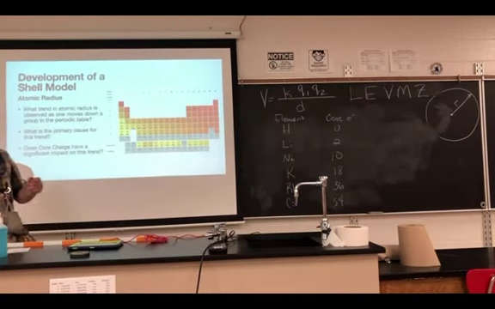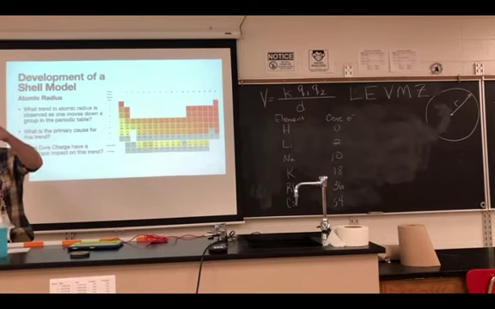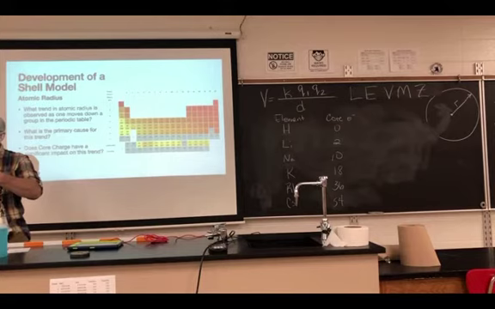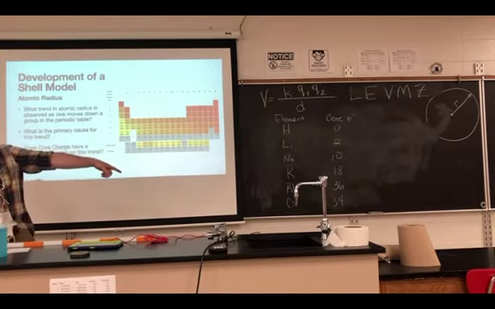So, the primary reason going down a group that they get bigger is you add a shell. The repulsion of the electrons also contributes, especially to the elements further down.